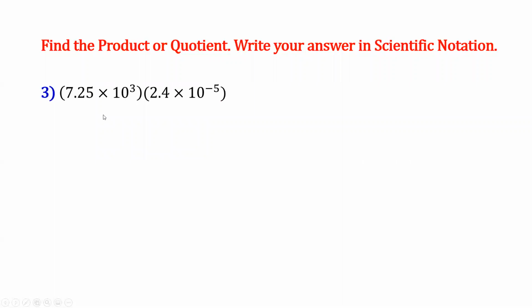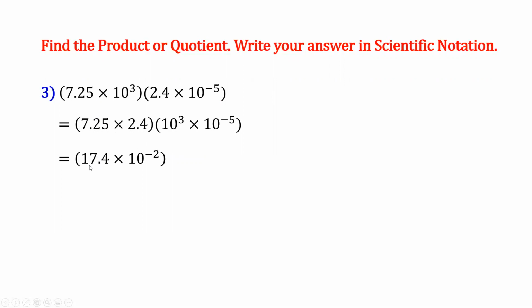Same idea. I'm going to use the commutative property. I'm going to put my numbers together, and I'm going to put my powers together. When I do the numbers, 7.25 times 2.4 gives me 17.4. And when I do 10 to the third times 10 to the negative 5, I add the exponents, and 3 plus negative 5 gives me negative 2. I'm now going to ask myself a question. Is my answer in scientific notation?